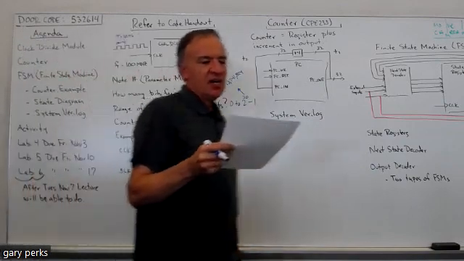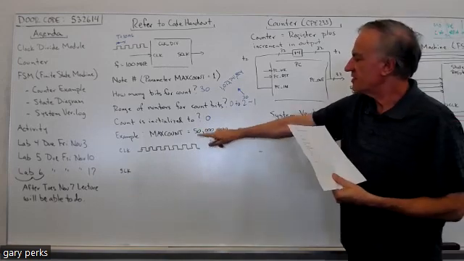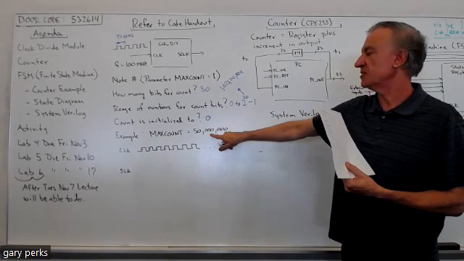Remember, we initialize count to 0. So when a positive edge of the clock happens, the always_ff block is going to be evaluated. The first thing that occurs is that count is incremented by 1. Then we test the condition: is count equal to max count? Let's say for this example we set max count to 50 million.